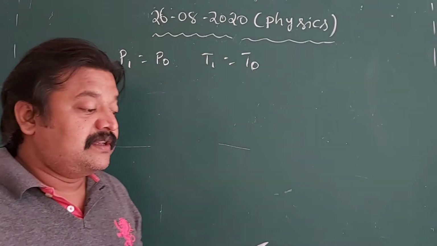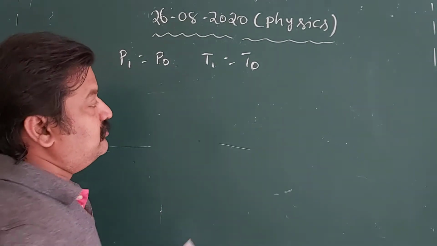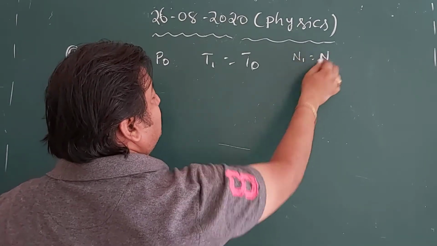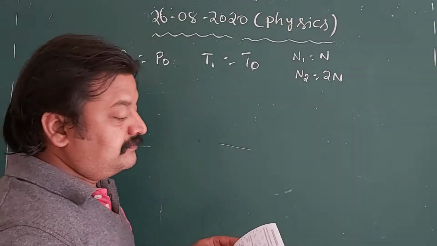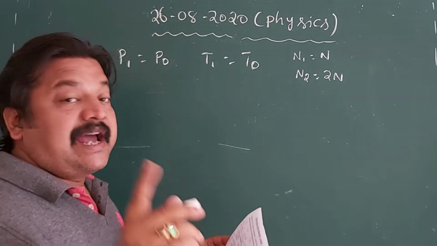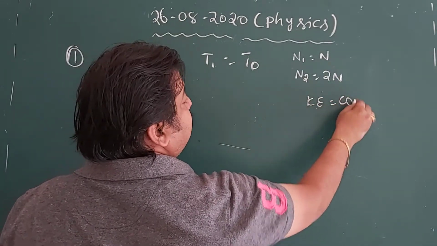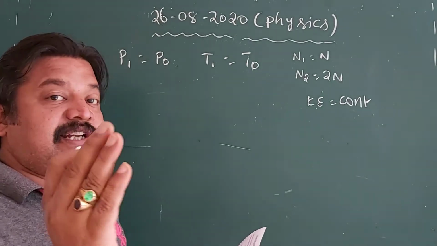They have given: if the number of moles is doubled, not molecules, number of molecules. So you can say that number of molecules N1 is equal to N, N2 is equal to 2N, doubled. And keep the kinetic energy constant, K is equal to constant. Then find what the temperature and pressure will be.